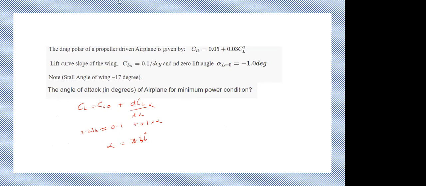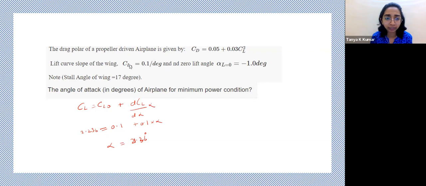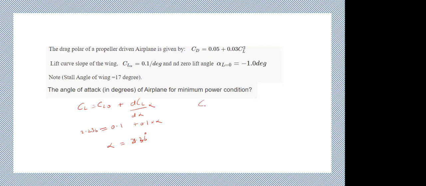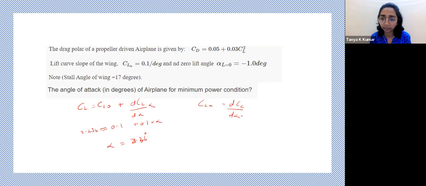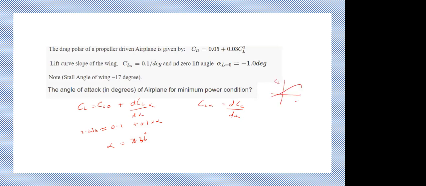Excuse me, ma'am. How did we get the value of this dCL by d alpha? dCL by d alpha is given here. Lift curve slope of the wing. CL alpha. This CL alpha is dCL upon d alpha, which is the lift curve slope. Okay, ma'am.